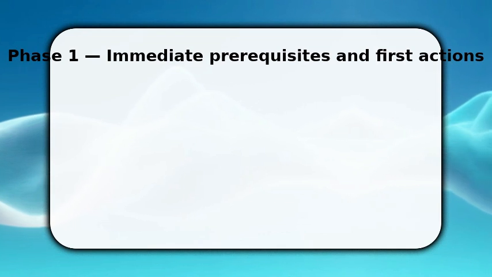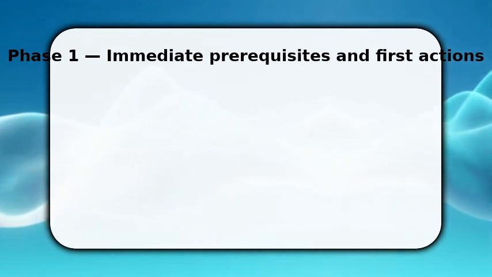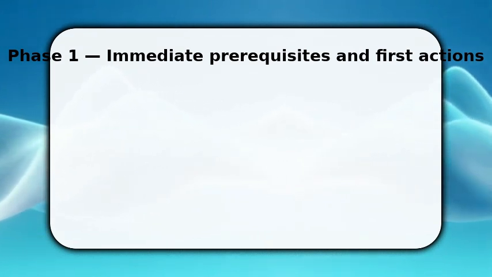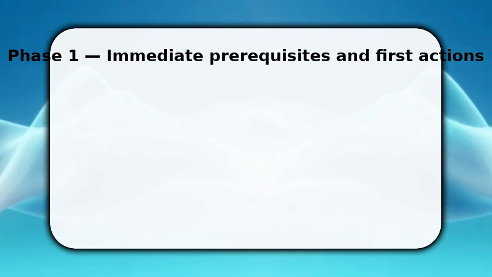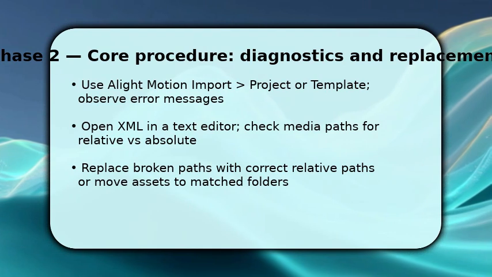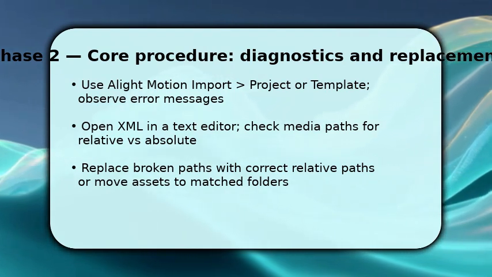If the XML came from another phone, toggle file visibility or transfer via USB to preserve folder structure, because relative paths are the reason imports often break. Now import the XML inside Alightmotion and watch for specific errors, missing file names or path issues.